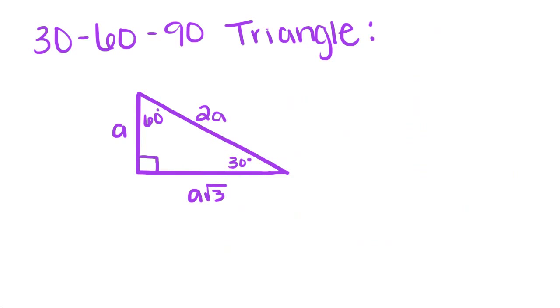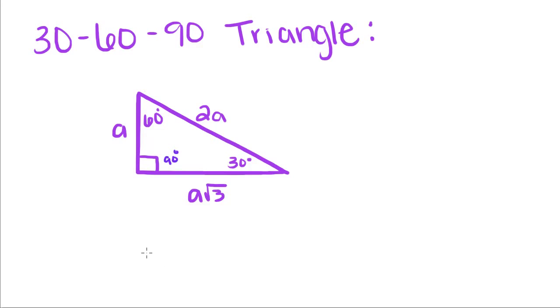So now we're going to talk about another kind of triangle that has its own special rules as well. It's called a 30, 60, 90 triangle. And these numbers right here are the measures of the angles. So it's a right triangle, so it has to have a 90-degree angle, which is right here. And this angle is 30 degrees and this angle is 60 degrees.